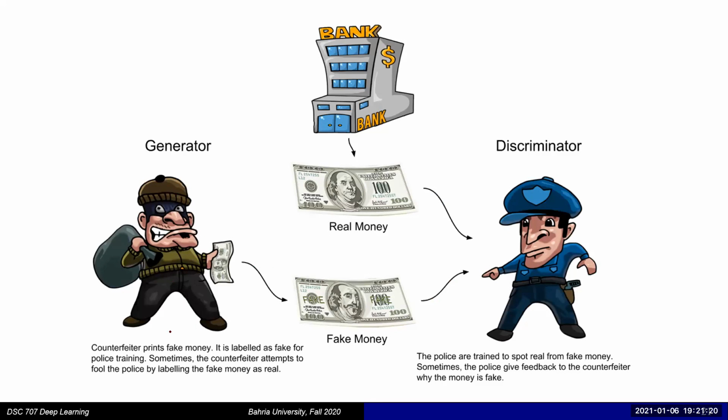So the generator is like a counterfeiter who is printing fake money. Okay, he's printing this fake money, and then from the bank you have the real money, and the discriminator is a policeman who has to distinguish between the fake and the real money.